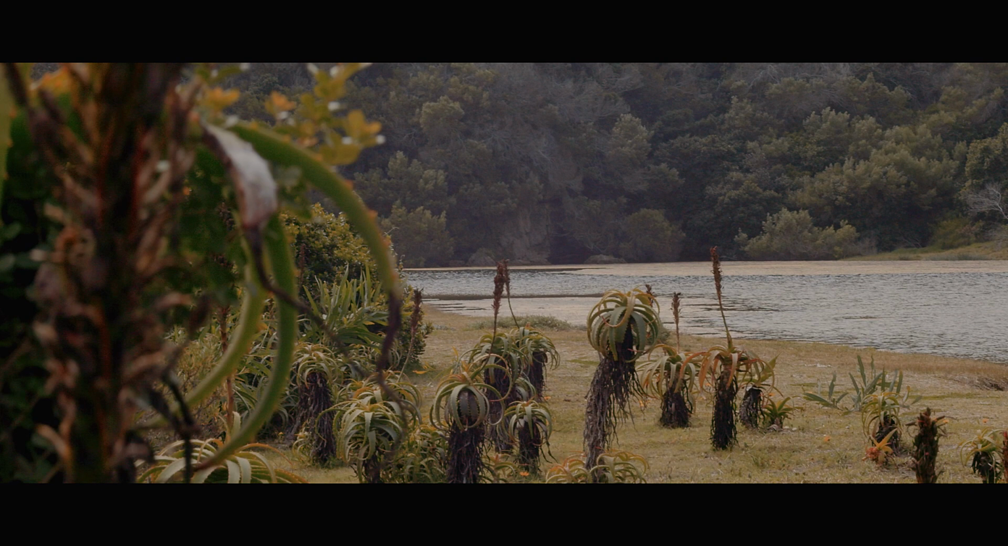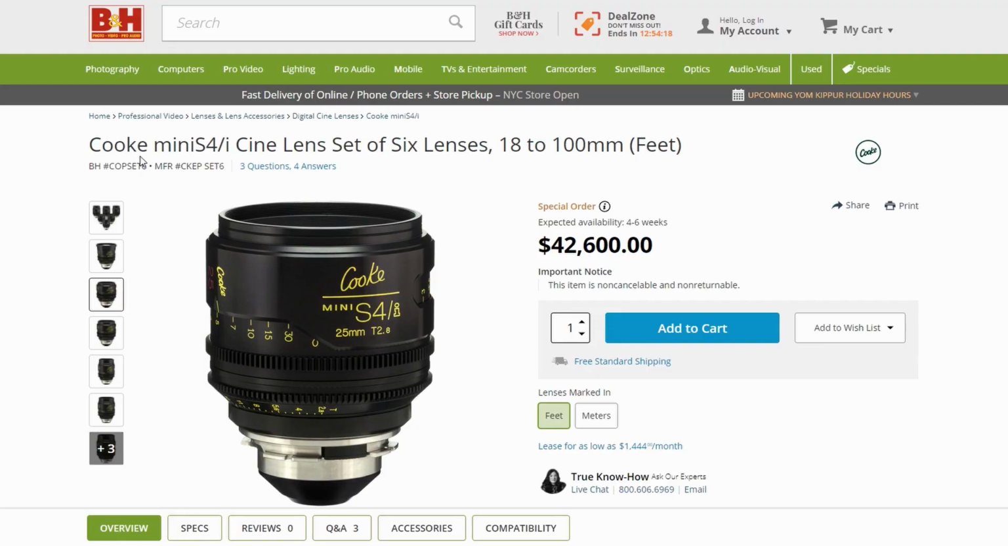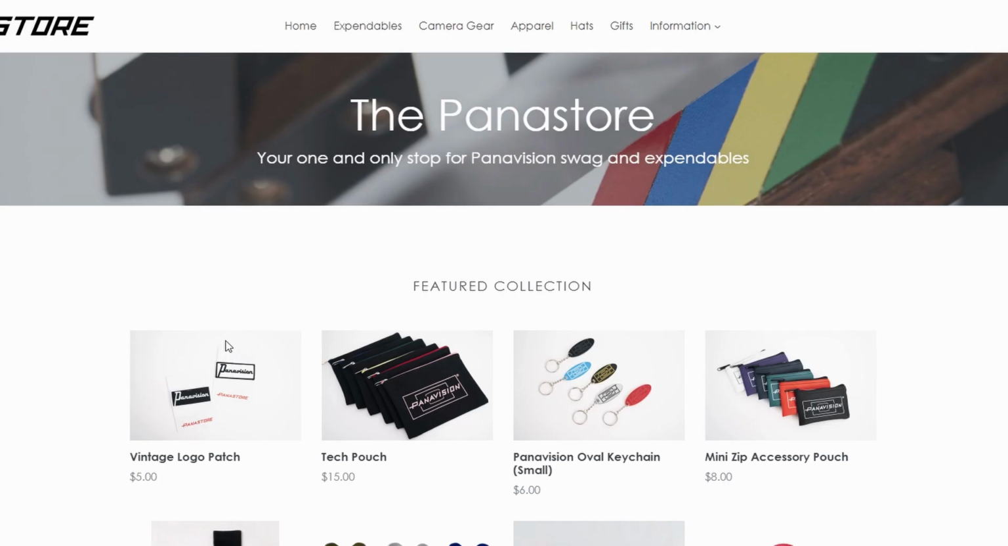But there was a problem. While these lenses created beautiful imagery, they were heavy and incredibly expensive. Cook S4 lenses used in films such as John Wick, Harry Potter, and 12 Years a Slave would fetch upwards of $40,000 a set. In comparison, Panavision doesn't even appear to be in the lens selling business at all.